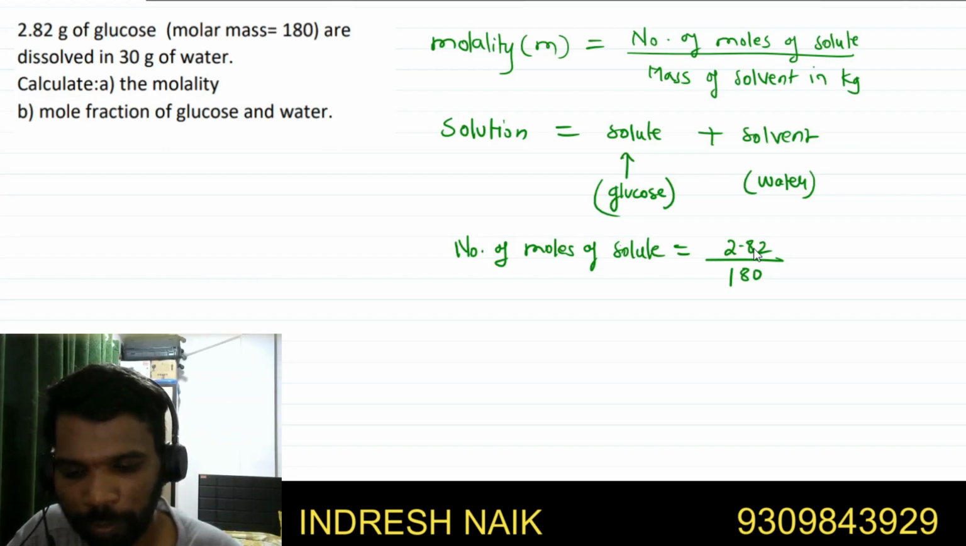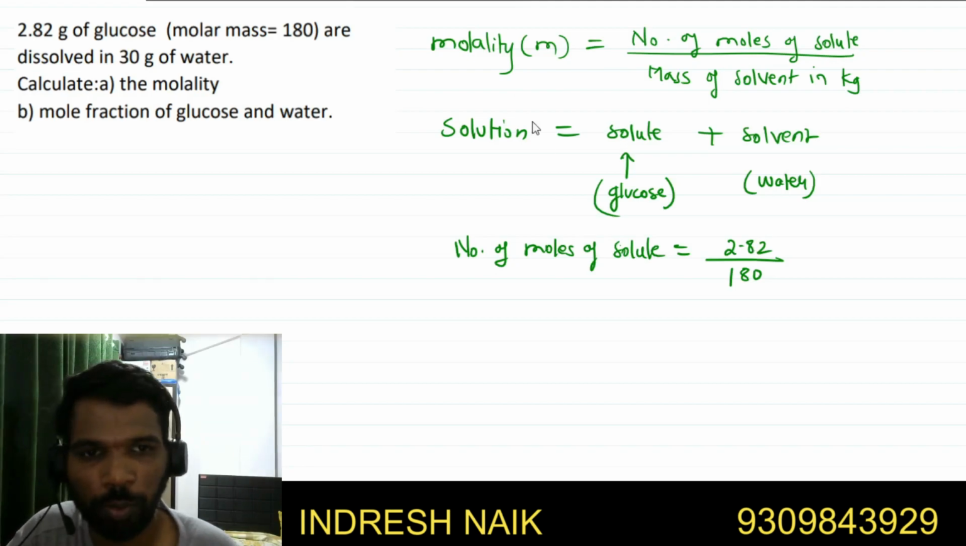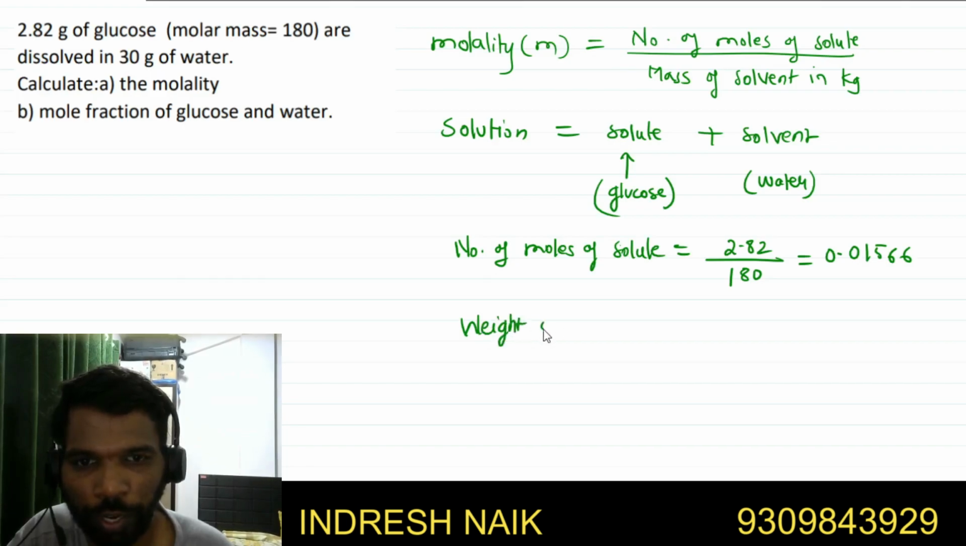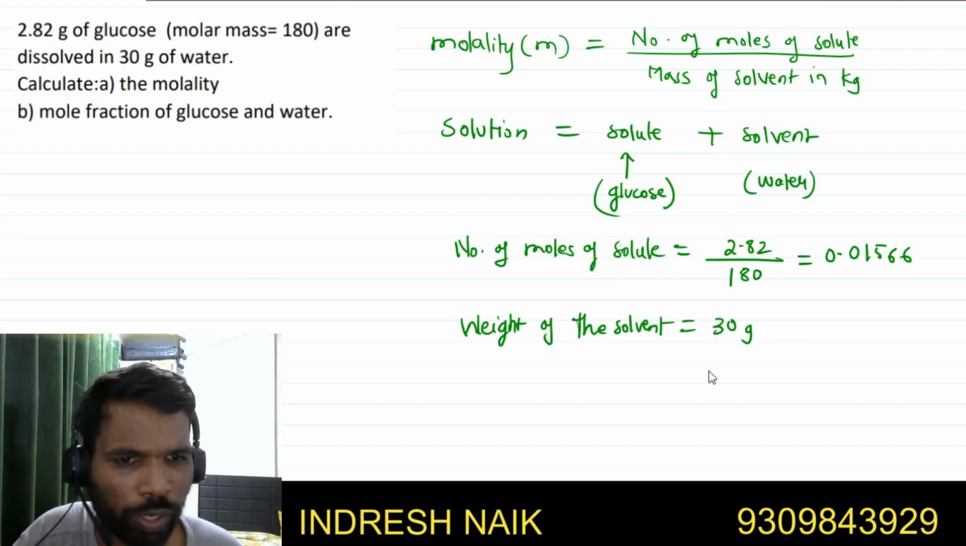2.82 divided by 180. The answer comes to 0.01566. And what is the weight of the solvent? The weight of the solvent is 30 gram. How to convert this to kilogram?